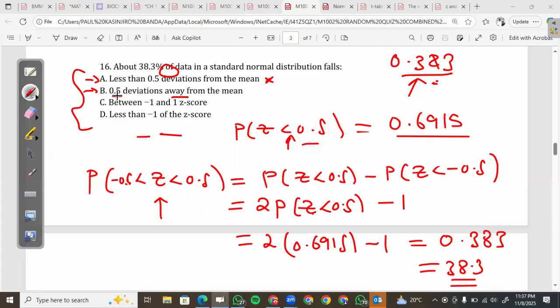So this one that says 0.5 deviations away from the mean is the one that will give us about 38.3%. Okay, so any questions there on how we found that answer? So the answer there is B. We pick B as the best answer.